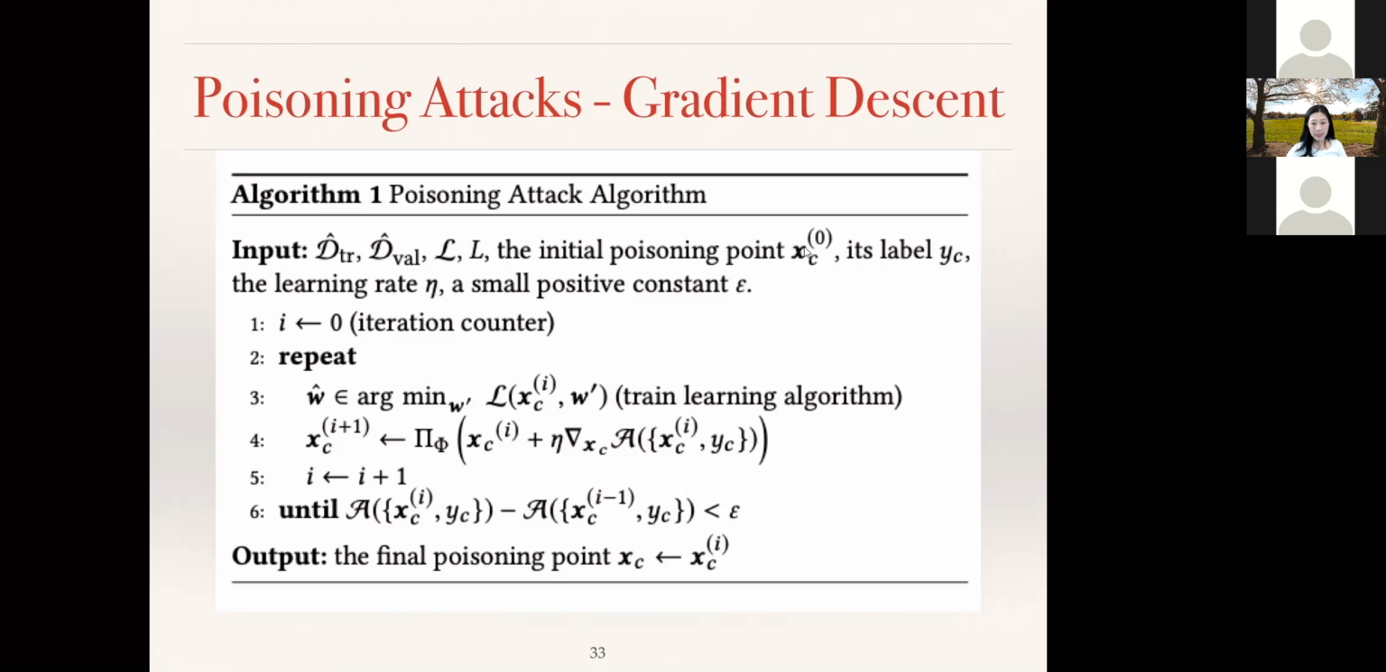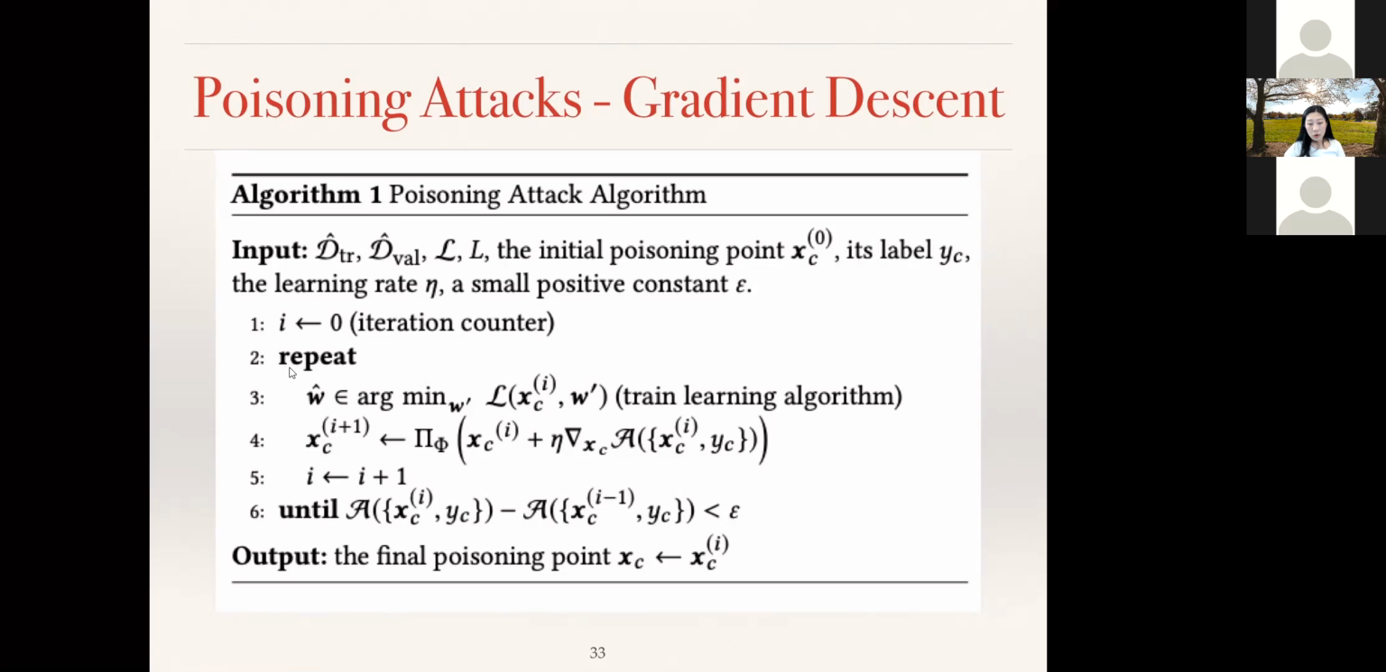You're going to have an initialization. This is your initialization, and you initialize this label to be YC. And you have a learning rate and some small positive constant. Now, what you do is you repeatedly do this recursion. The recursion is, first, you imitate the learning algorithm. If I have such a poison, how would I learn my neural network? What is the learned neural network? If I have such a poisoning in my training data, I would learn an omega hat. So this is just imitation of training the neural network.